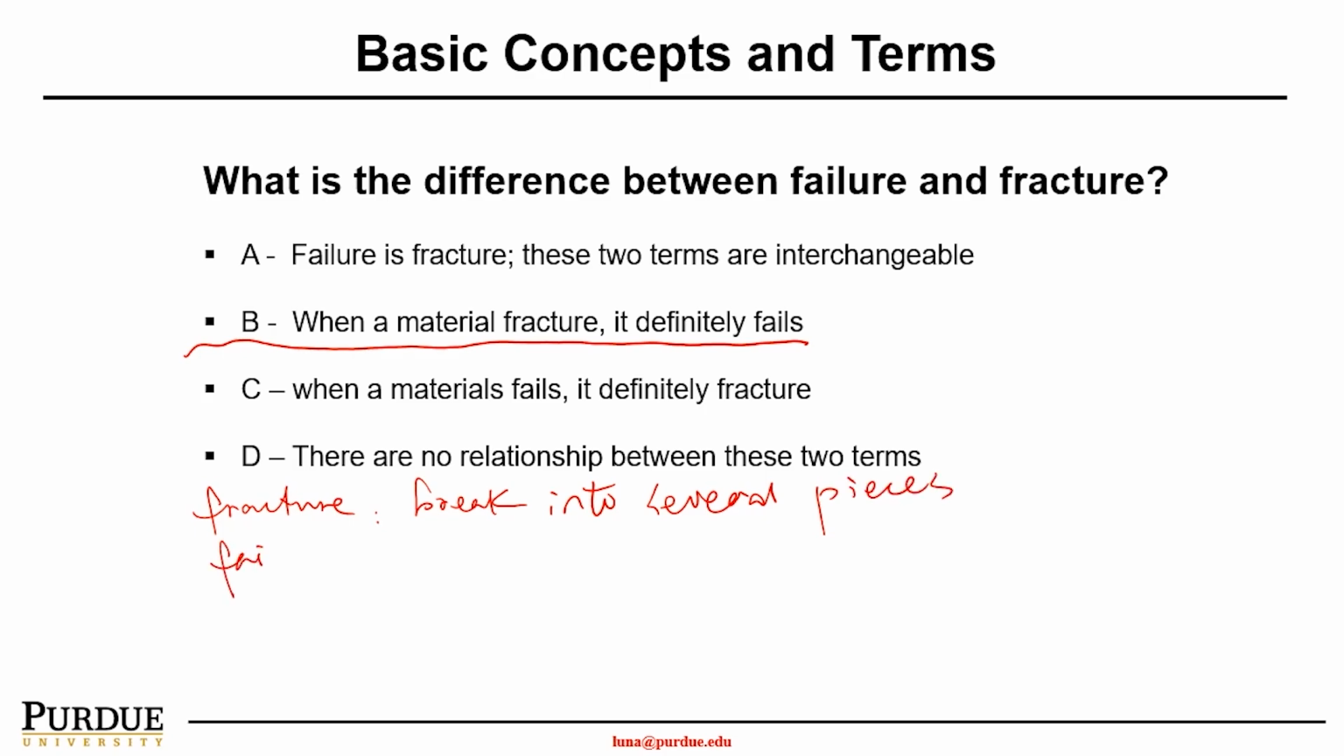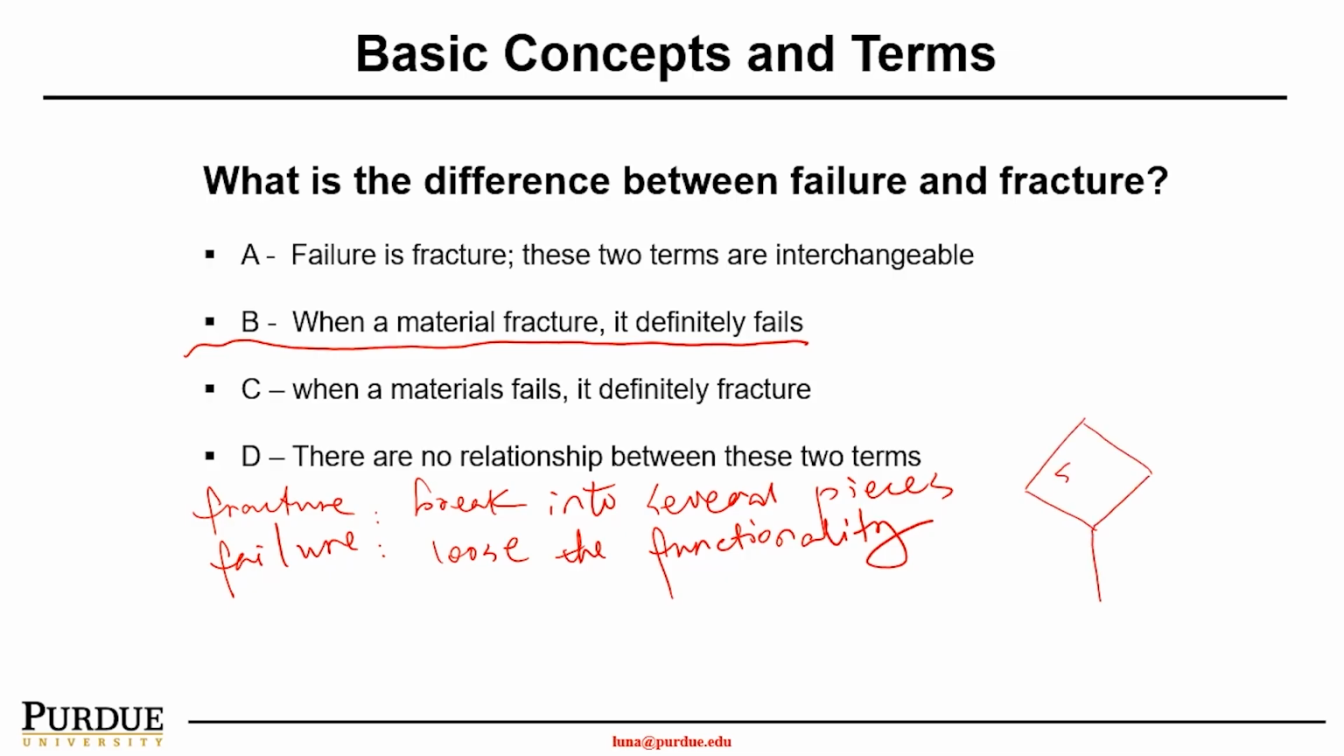Failure means the material loses its functionality. For instance, we can use a stop sign as an example. If I have a stop sign, it's supposed to stand up straight and give a signal. However, if there is a major storm, the stop sign could bend.